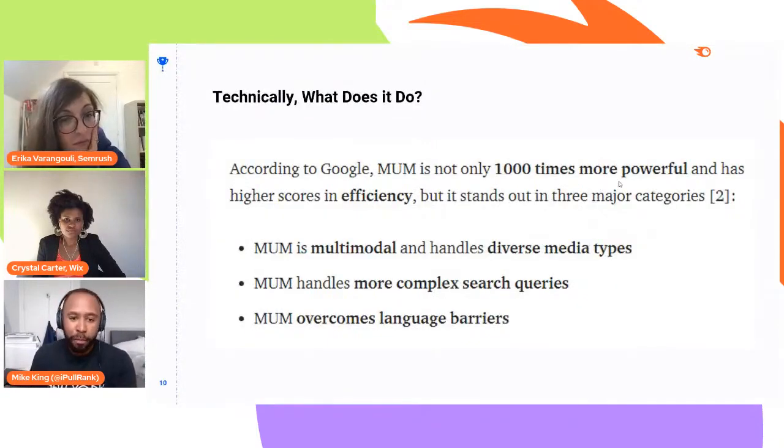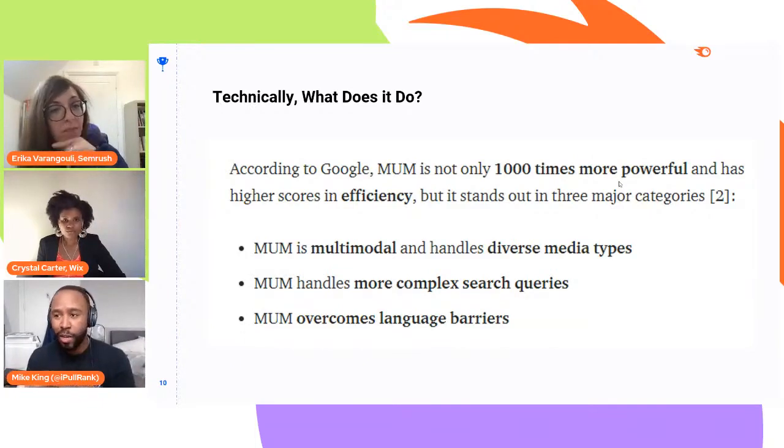So technically, what does MUM do? Well, it's multimodal, which means you can use a variety of different ways of asking your question, whether that's using images, videos, audio, or just standard queries. And it also allows for more complex queries because of their ability to better understand what you're asking for. And again, it's able to connect in 75 different languages. So it's able to translate stuff that otherwise isn't in the searcher's language, and then still give them an answer despite the fact that that information is in another language. So a couple things here.